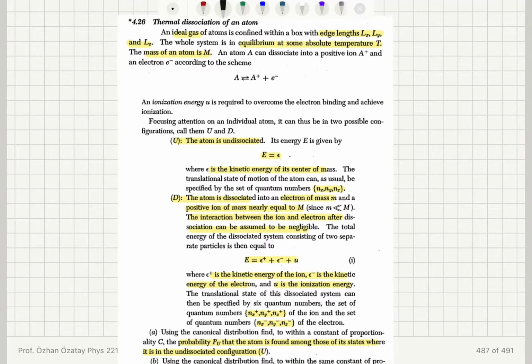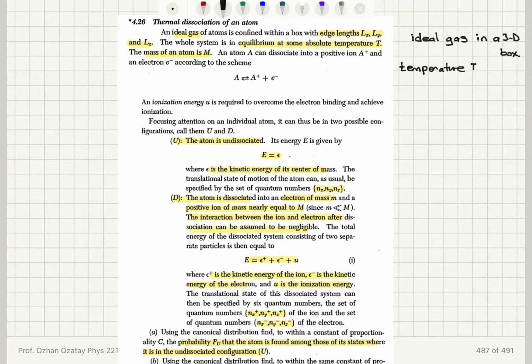So a few things to note here. We're talking about a free ideal gas. So these atoms are free even after they are dissociated. We are neglecting the interaction between the atoms. It is a free gas in a three-dimensional box, in a 3D box, with edge lengths L_x, L_y, L_z. Temperature is T. The mass of an atom is capital M.